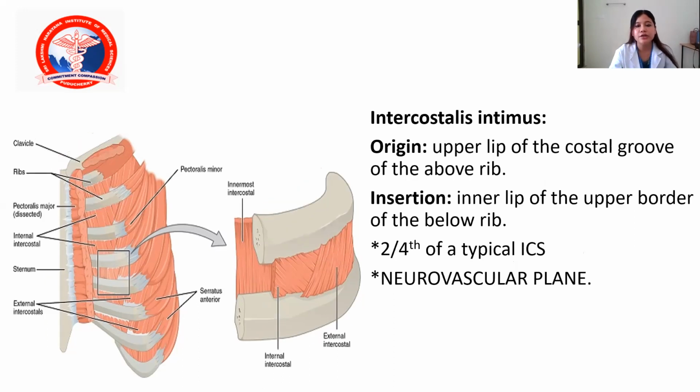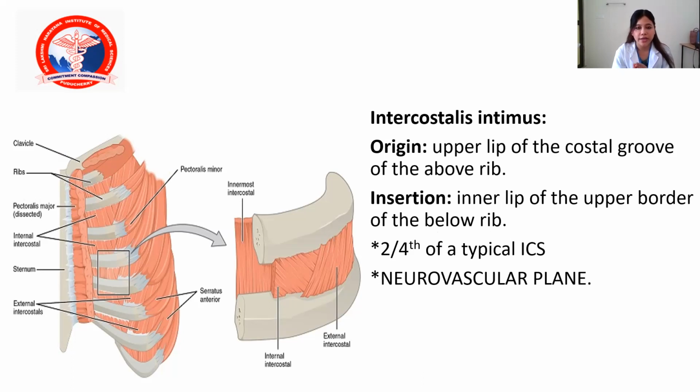Now about the intercostalis intimus muscle, the innermost intercostal muscle. It takes origin from the costal groove of the upper rib, and it inserts over the inner lip of the upper border of the lower rib.